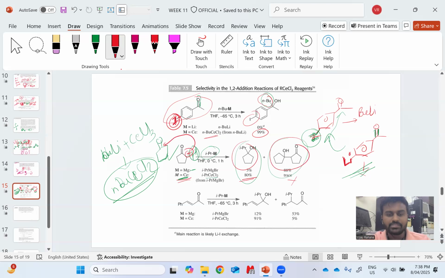So this is the utility of this cerium based reagent, particularly in nucleophilic addition across the carbonyl carbons. In this case the nucleophilic addition results in the formation of multiple products with the first reagent, but not when you use the cerium.